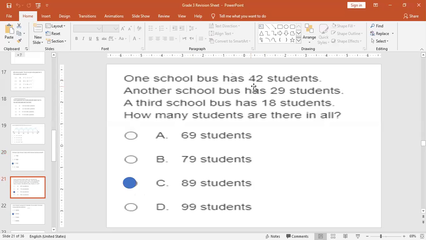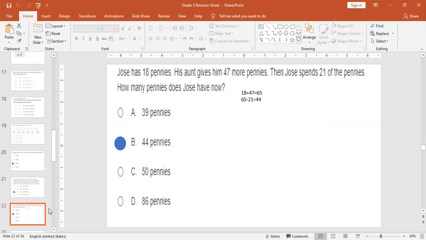One school bus has 42 students. Another school bus has 29 students. A third school bus has 18 students. How many students are there in all? We will do the three-number addition, which is 89.